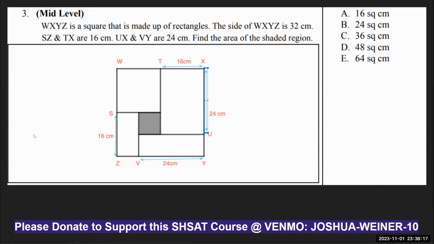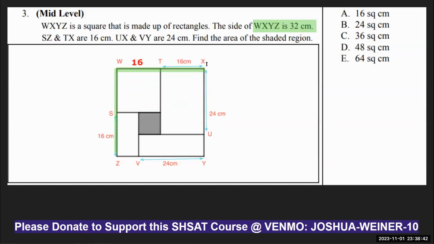So using that information, since each side of the whole square is 32, if I go to corner W, this entire green bar is 32 units. And so is this green bar, since that's the large square. So by subtraction, we can find WT. 16 from 32, that means this piece must be 16.